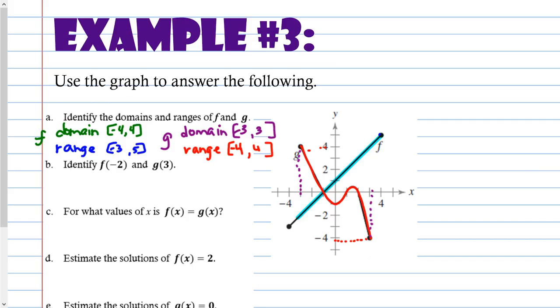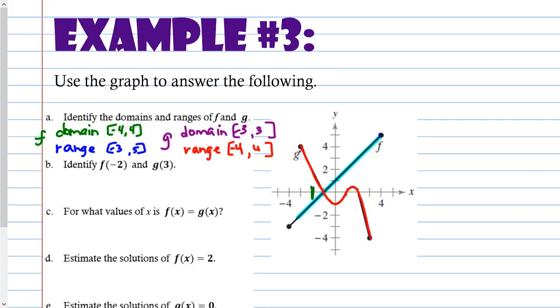Okay, B, identify f of -2 and g of 3. Now we don't have any equations, but the idea is that if we did have equations and we were to plug in x equals -2 for f, we would get out a y, our output. And so they're asking us to tell them what the y is when x is -2. And again, this is just all review. Okay, so x equals -2. Here's -2.